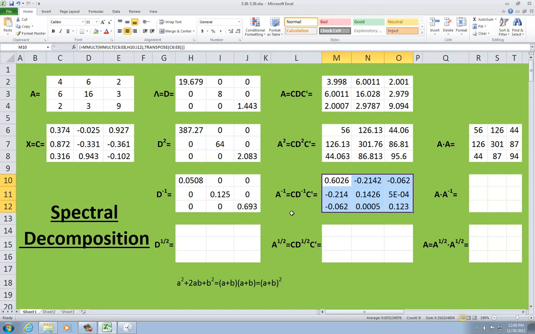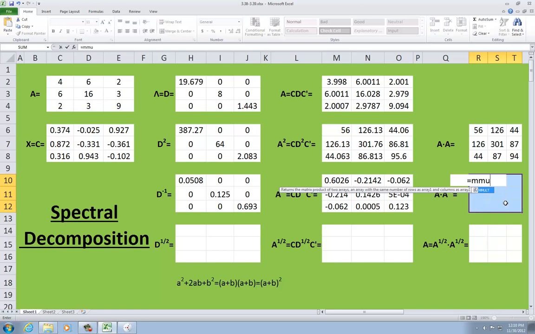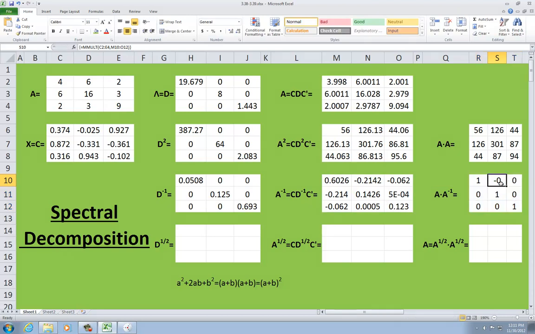This inverse can be checked by showing that when A is multiplied by it, the result is an identity matrix, which is the formula that we have right here that we actually talked about in video 3.30 when we talked about matrix inversion. So we're going to do matrix multiplication and take A and then what we just found, the inverse of A. And of course with rounding error it looks like the identity matrix.